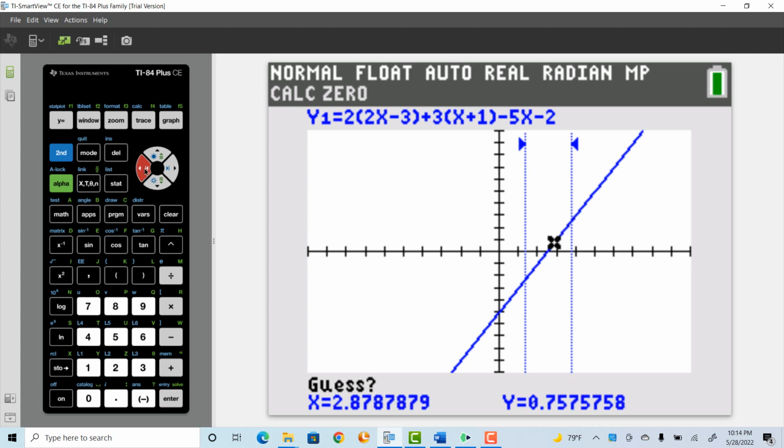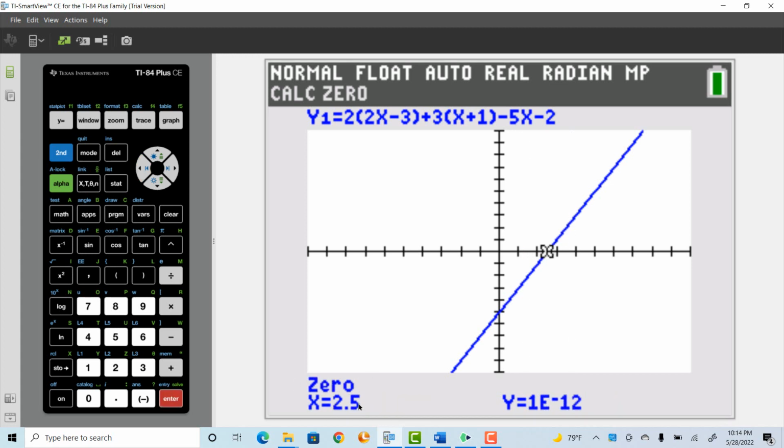Okay, it wants a guess now, so I'm going to guess, and it gives me the answer. This number means 1 times 10 to the negative 12. That means it's got a decimal point and then 12 zeros, which means it's an extremely small number. So we count this as a 0.